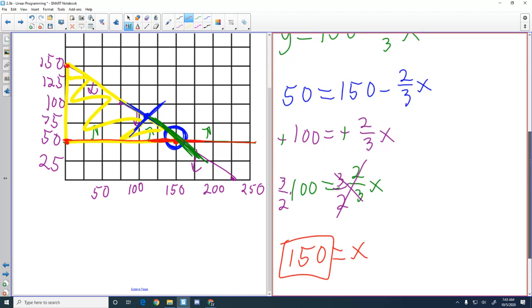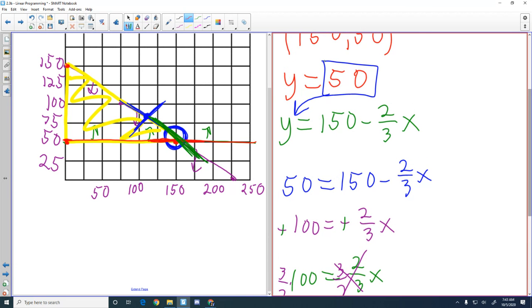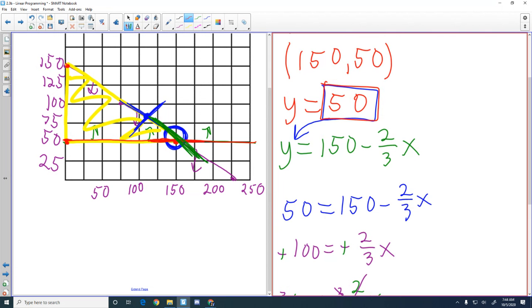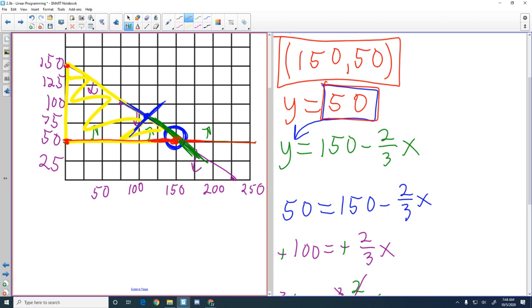And if we look back up here, 50 was y. So I have the coordinate 150, 50. And that's how I got this point right here. See, 150, 50, except I could see that point on my graph in this scenario. I was able to see it right at the intersection point. But if it's not, you would just use one of the other techniques for solving a system of equations.